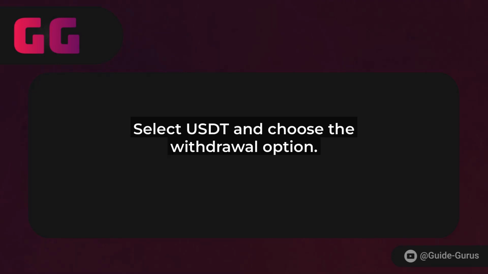Step 1. Log into your Kraken account. Once you're in, head over to the Wallets or Funding section. It's usually in the top menu. Here, you'll see a list of your assets, including USDT. Next, select USDT from your wallet and click on the Withdraw button.